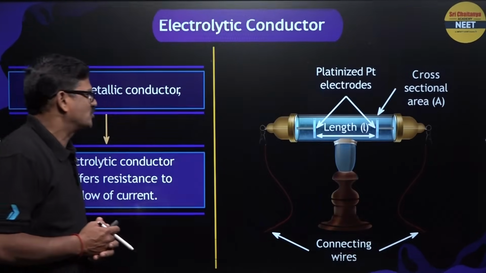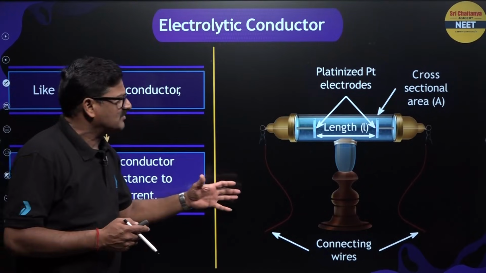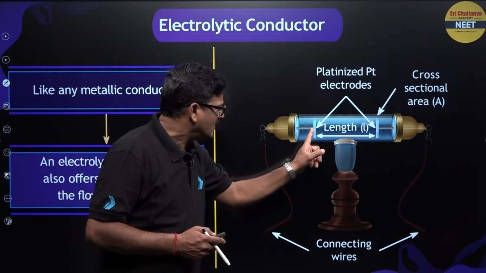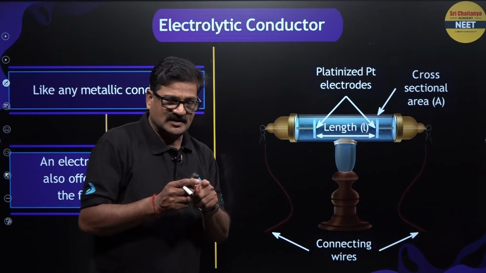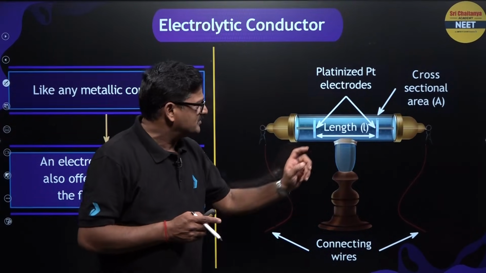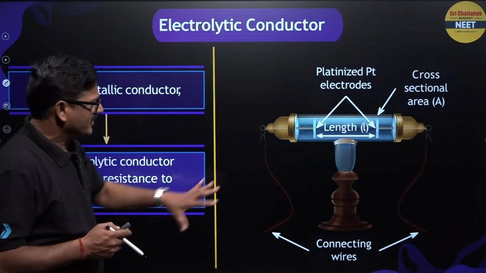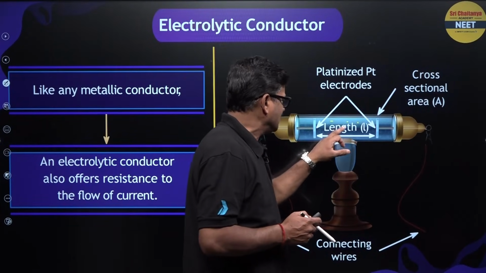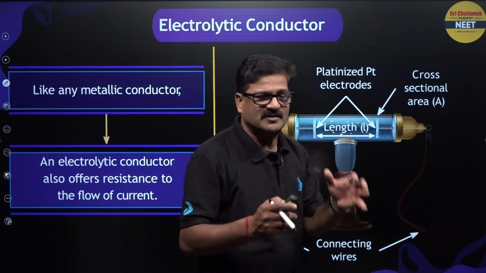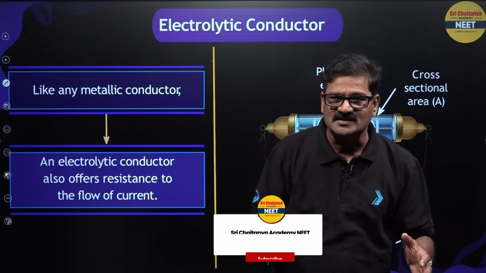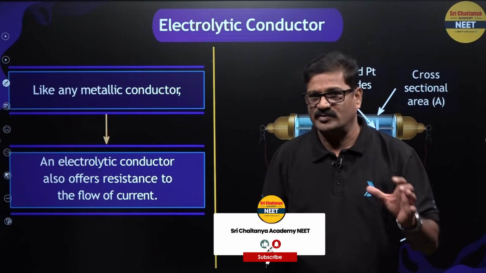Moving ahead, platinized electrodes are taken, and this is the electrode. The distance between these two electrodes is 1 centimeter, L, and this is the area of cross section. When you connect it, the electrolyte solution present here is going to offer some resistance, and the resistance is measured by using a Wheatstone bridge.